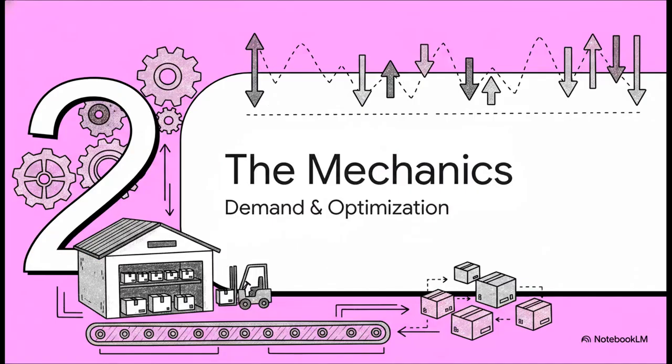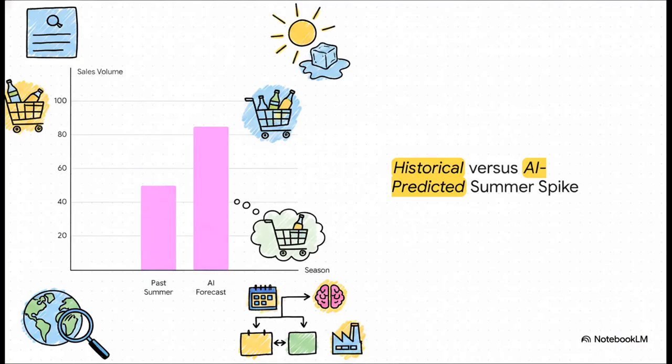Okay, moving right along to the heaviest academic section of the unit. Section 2, the mechanics. Here's how these systems predict demand, optimize stock, and manage complex orders. You see, predicting future stock needs isn't just guesswork anymore. It's practically a science. This is the power of demand forecasting.